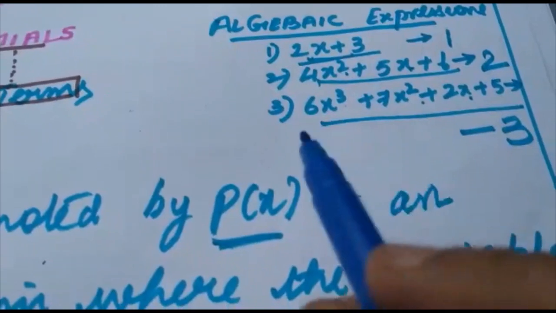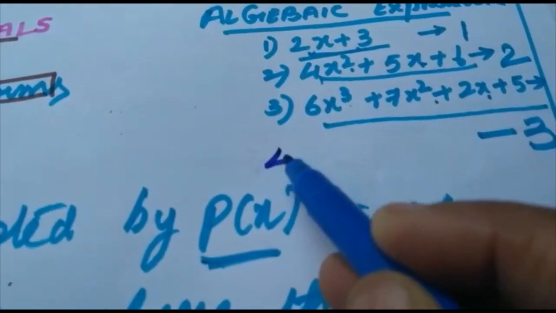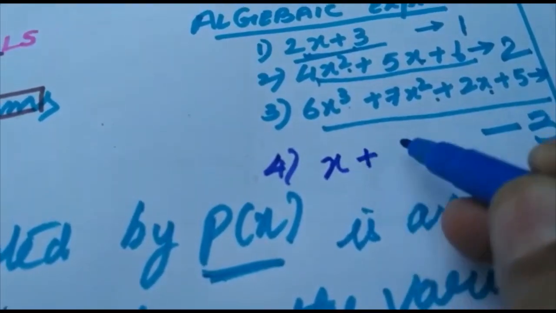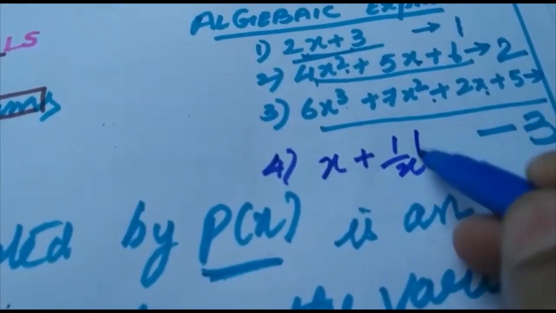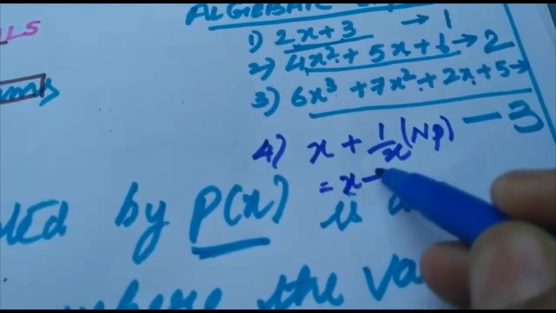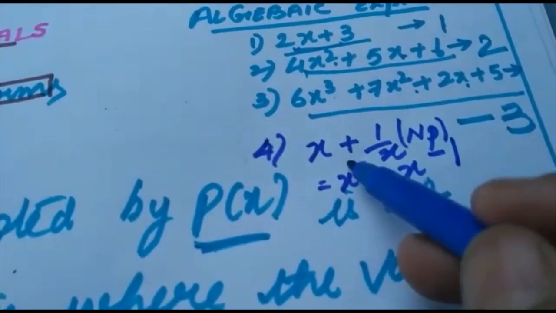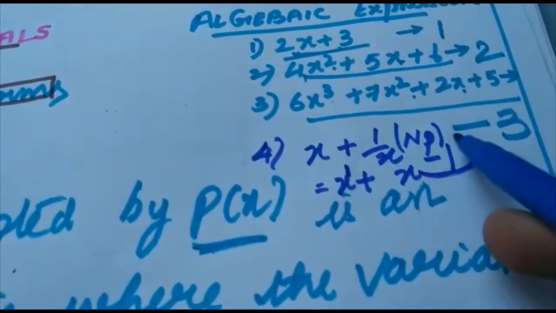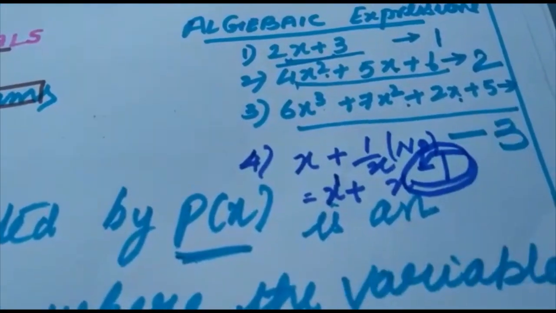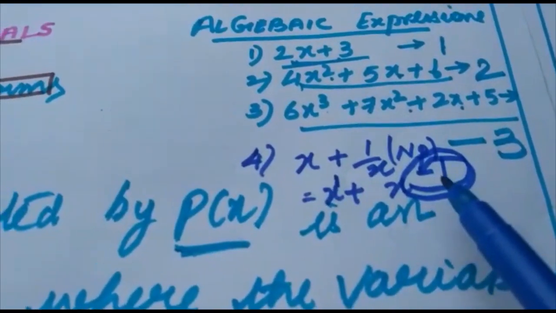So, can I write one example of an algebraic expression which is not a polynomial? See over here, that is x plus 1 by x. This is not a polynomial. Why? Because this is equal to x plus x power minus 1. Here the power of x is 1, but here the power of x is minus 1. According to my definition of polynomial, the degree of x, that is the power of x, should not be negative.